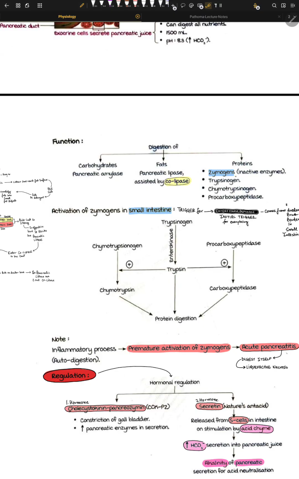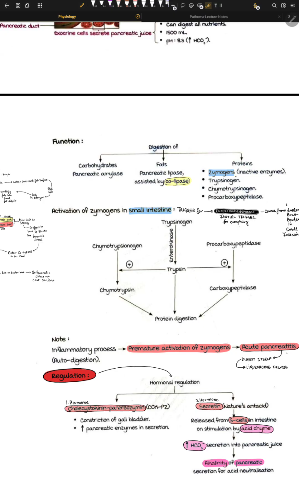That's very important. Fats are digested by pancreatic lipases. We have three types of lipases: salivary lipase, stomach lipase called gastric lipase, and pancreatic lipase. These lipases are assisted by co-lipases. Don't think co-lipase is like a Robin to a Batman. Actually, it's the opposite. Co-lipase is the Batman, and lipase is the Robin here. I will tell you the function of co-lipase a little bit later.